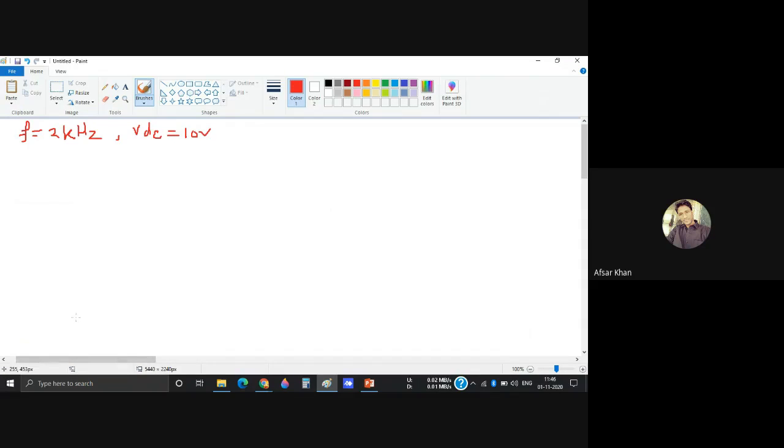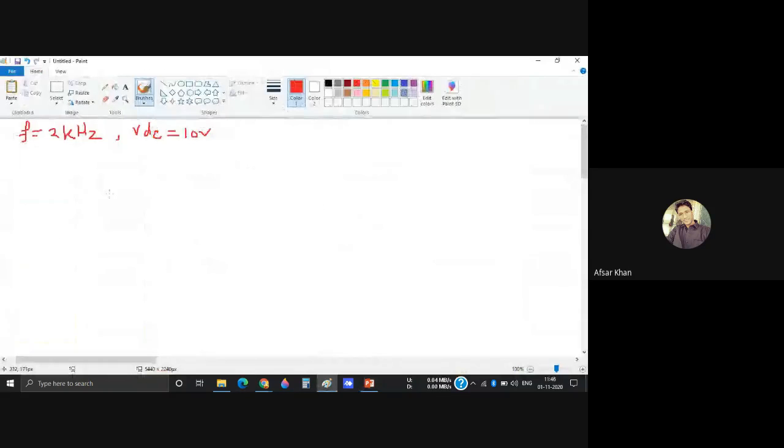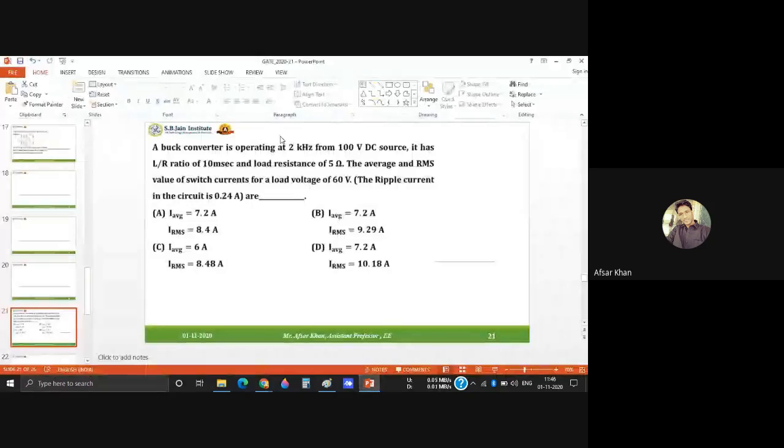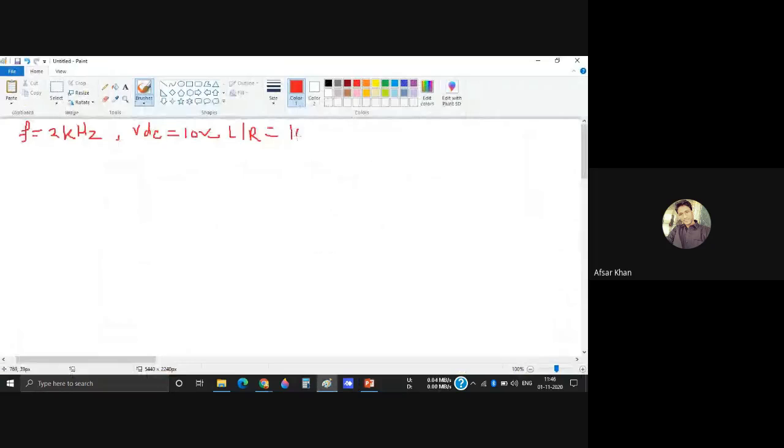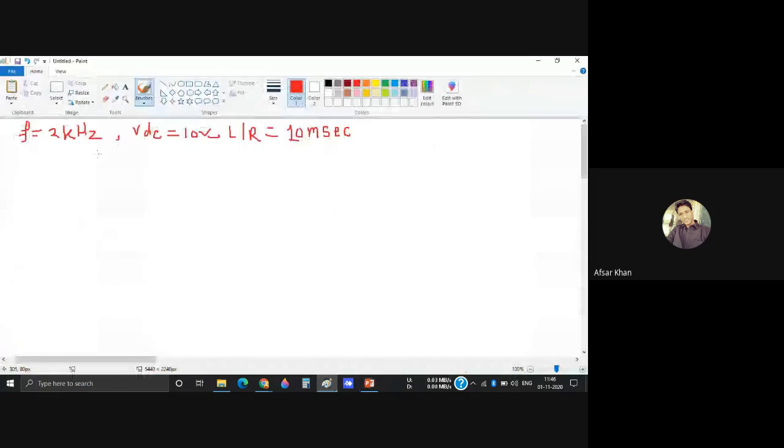Then there is L by R ratio. How much is it? 10 millisecond. You can say time constant also. L by R ratio, time constant, 10 millisecond. Then load resistance R is 5 ohm.